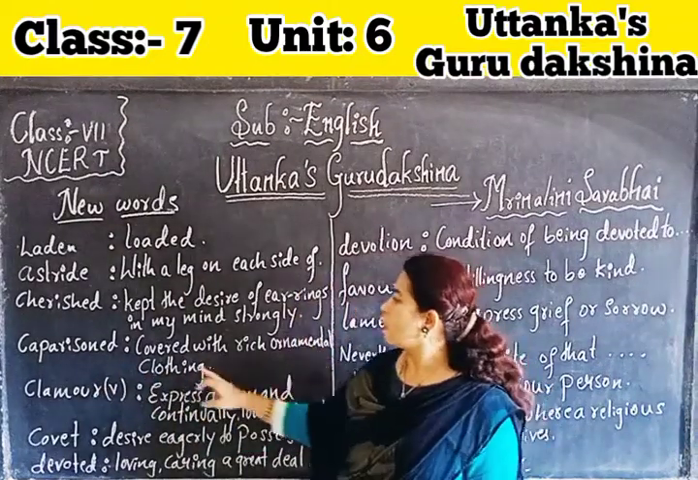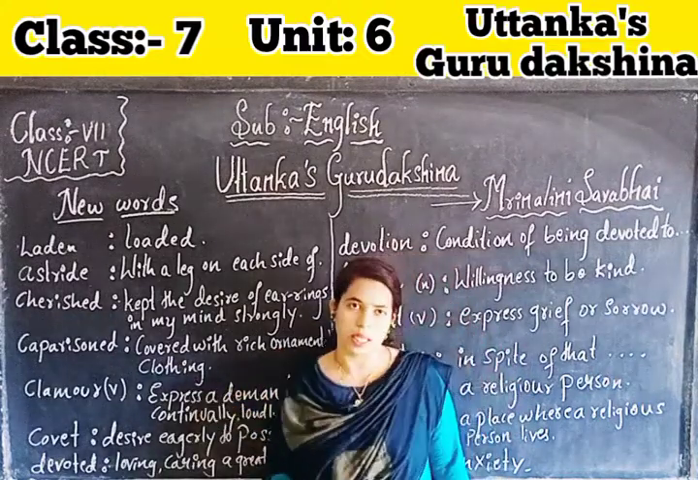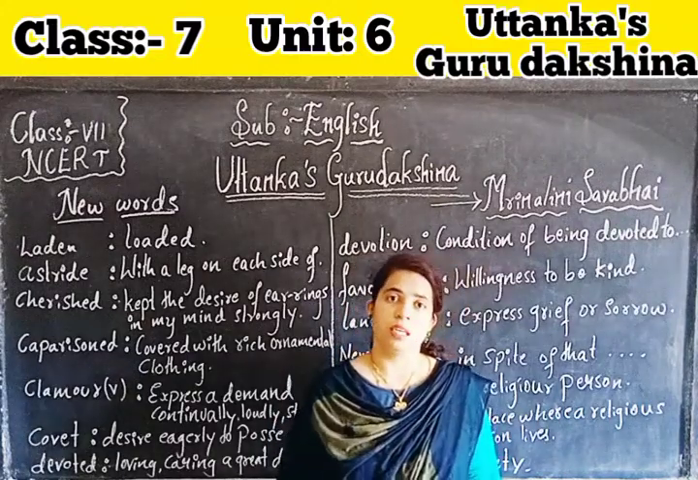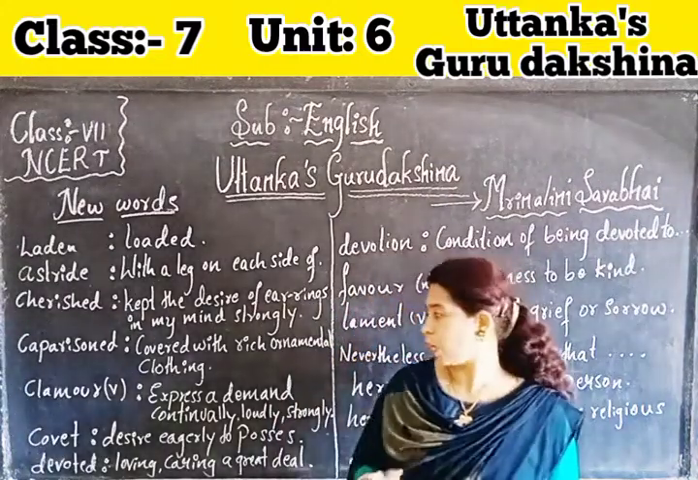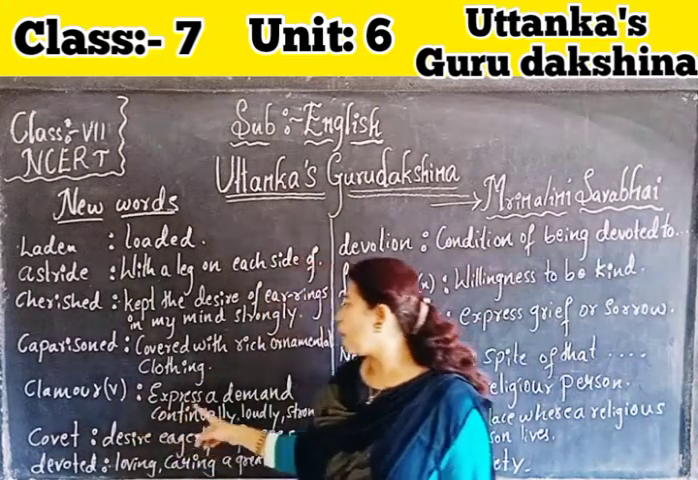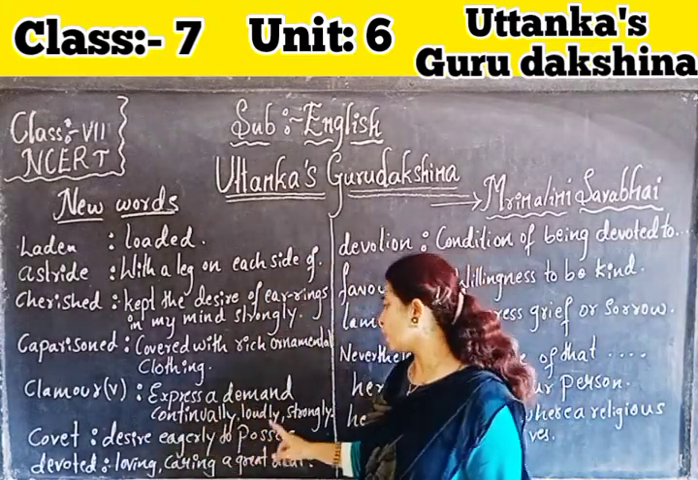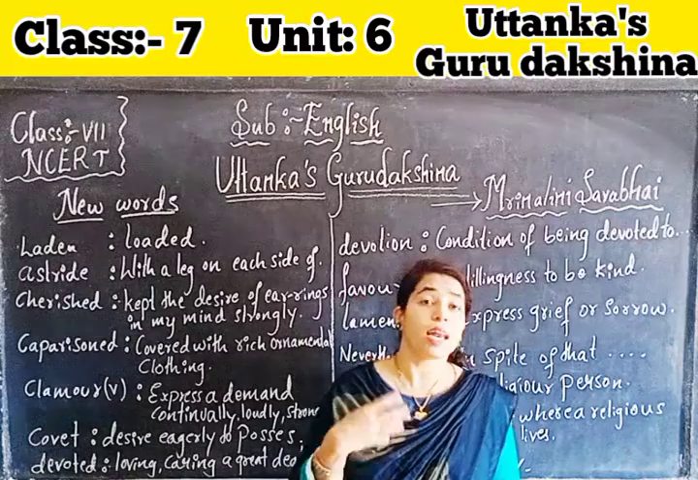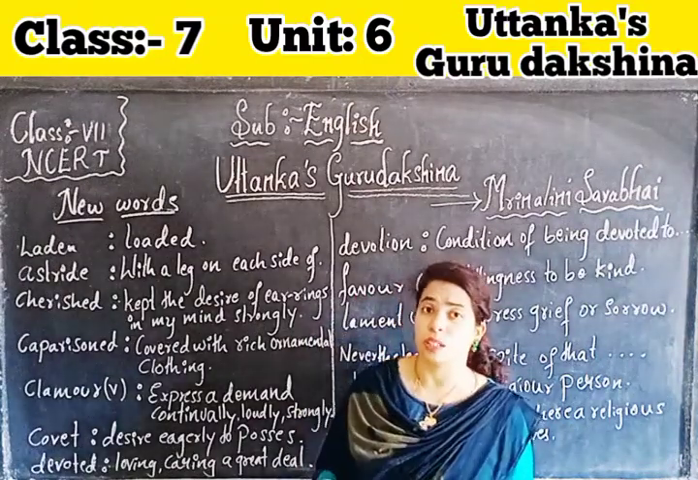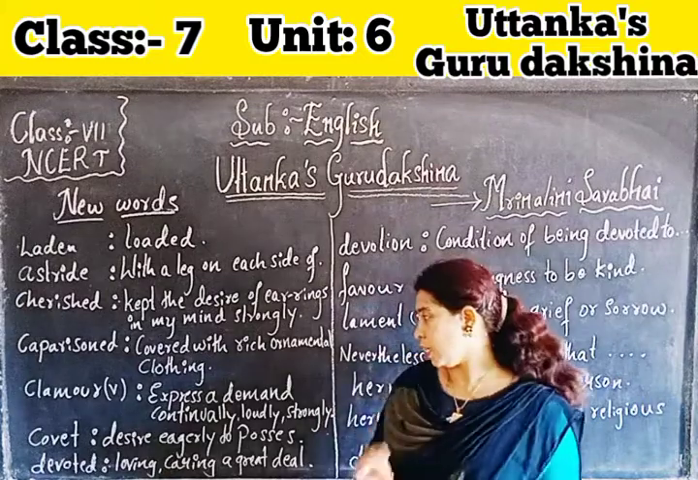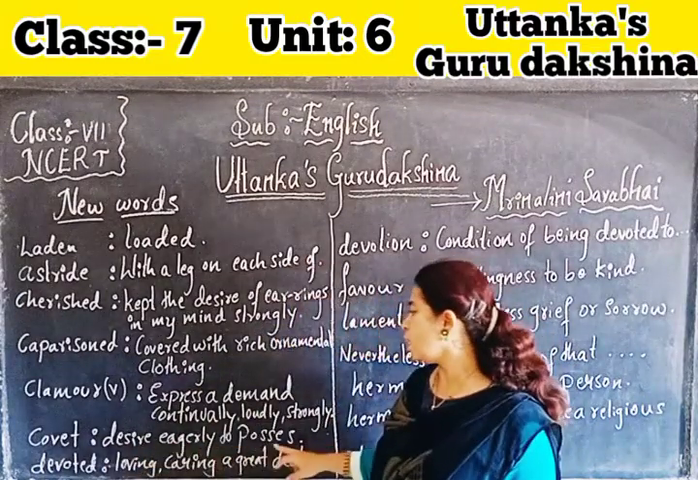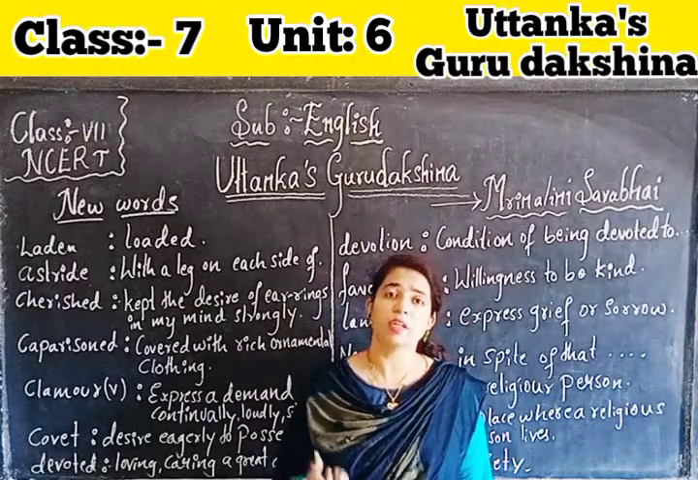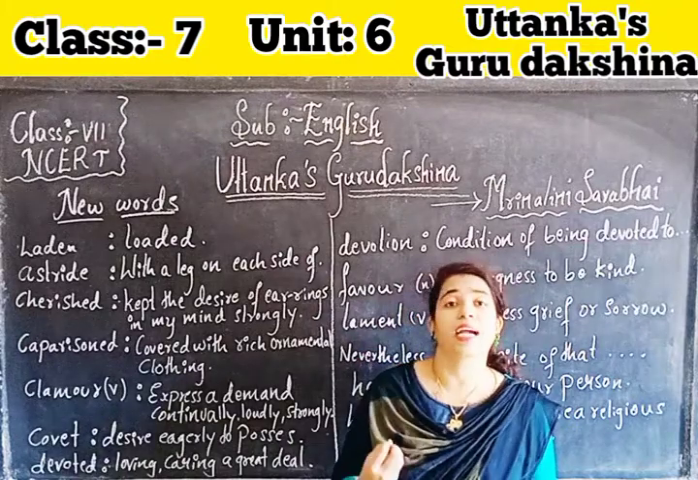Caparison. Covered with rich ornamental clothing. Caparison in the sense covered fully with rich ornaments. Okay, ornamental clothes. Okay. Clamor. Here it is a verb. Express a demand continually, loudly, strongly. Yes, having a demand continuously. Okay, loudly. He wanted it under any condition. Strongly means he needs it perfectly. Covet. Desire eagerly to possess. Having a desire. Okay, having a desire to get it at any cost, at any condition.